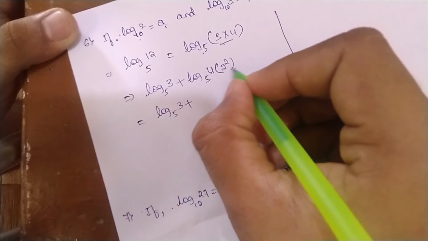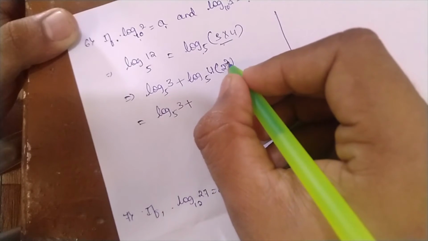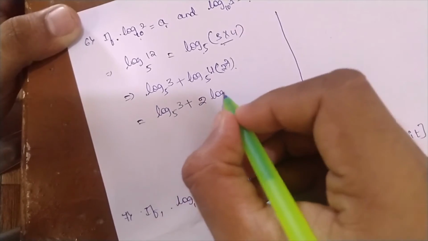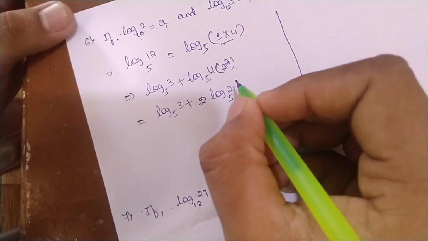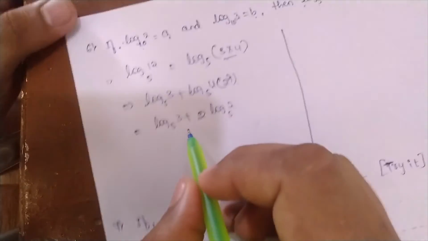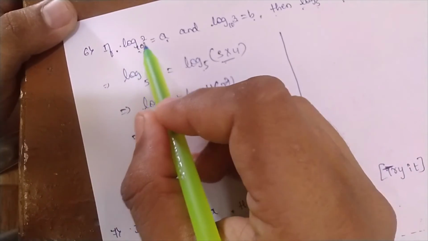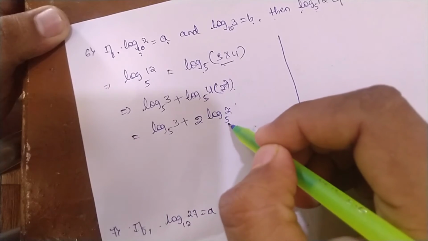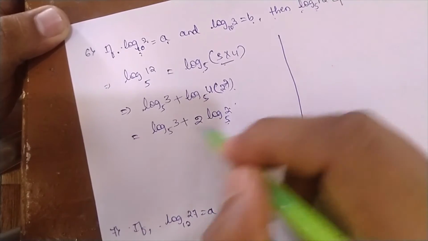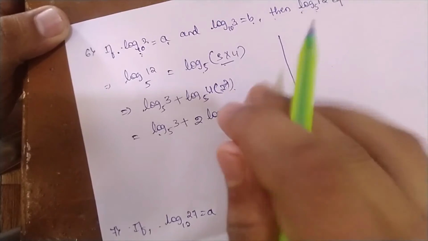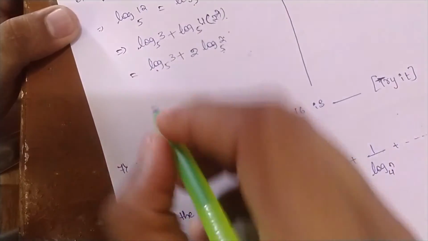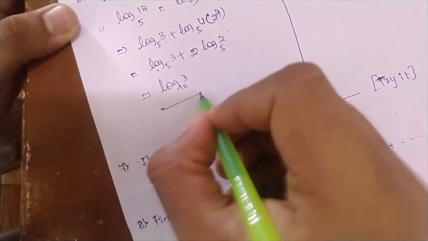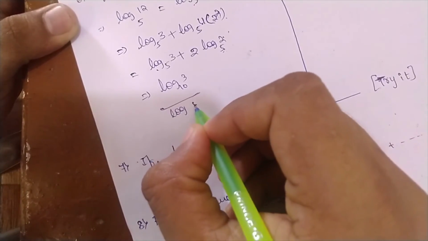4 can be written as 2 squared. So by using the power property, it can be written as 2 into log 2 base 5. Correct? Now in the equation we have log 2 base 10, but here we have log 2 base 5. So let's make it base 10 on both sides by adding an additional base. For example, take it like log 3 base 10 divided by log 5 base 10.